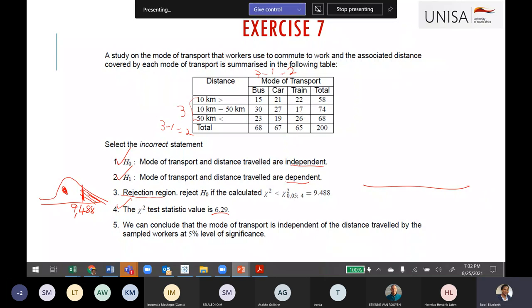Do not reject. So this says we can conclude that the mode of transport is independent, which is correct, because we're not rejecting, since our test statistic falls in the do not reject area. So the only incorrect answer here is because of this sign. The sign says, if my test statistic chi squared is greater than, then we reject the null hypothesis. So it says we're going to reject the null hypothesis if my calculated test statistic is less than my critical value of 9.5, of which if it's less, we do not reject. Anything that falls this side, do not reject. Anything that falls here, we reject the null hypothesis. So only number three is incorrect.